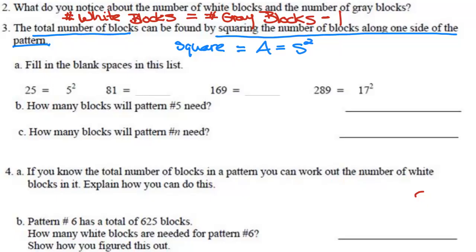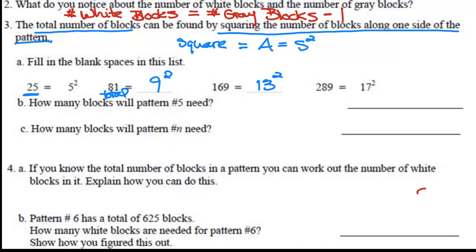So when we say, for letter A, fill in the blanks, 25 is equal to 5 squared, that means there are 25 total blocks, right? When we say there are a total of 81, what size square is that? Or what is that equal to? 9 squared. So it's a square of 9 by 9. When I say 169, that's equal to 13 squared. And when I say 289, that's equal to 17 squared. So everybody follow that? Okay.